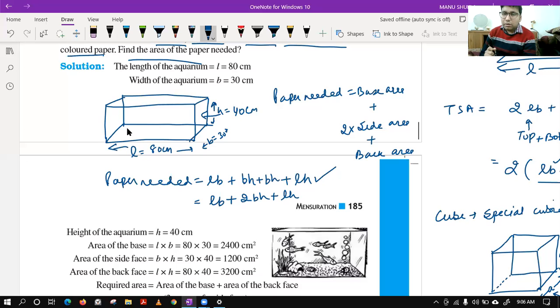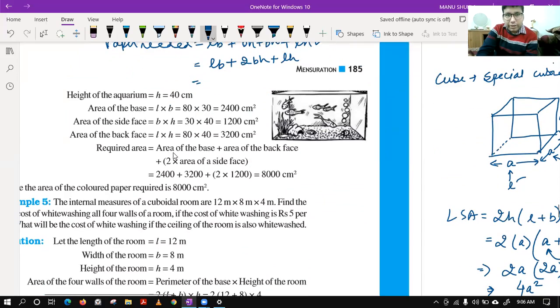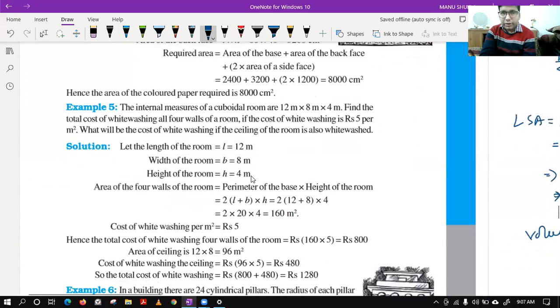One advice: before putting the values in the formula, always try to factorize it. Try to take something common so that the calculation part is less for you. Okay. So, is there anything common in all of them? No. You have to solve it finally. So, just put the values and you will get the answer. You can see they have done the same thing: area of base plus area of back face plus 2 into area of side face, and by that they have found the answer. Now let's see example number 5.